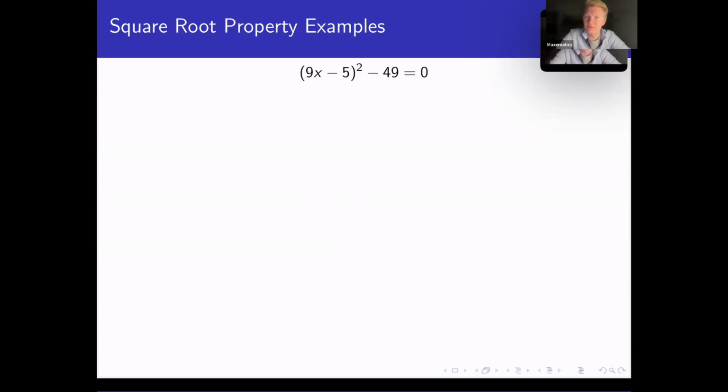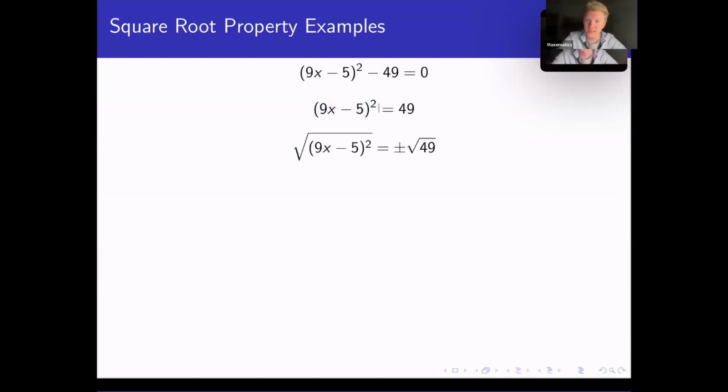9x minus 5 squared minus 49. Well, the left-hand side, as it's written, is not a perfect square, right? 9x minus 5 is a perfect square, but minus 49 doesn't make this factor as nicely. So what's the remedy? Why don't we just add 49 to both sides? Well, now this is a perfect square.